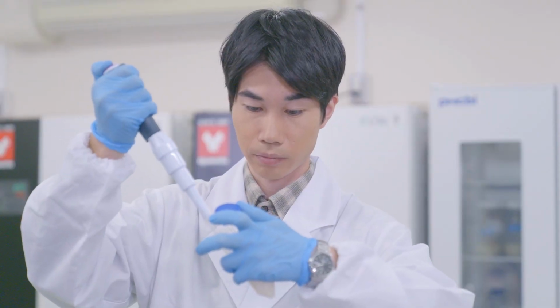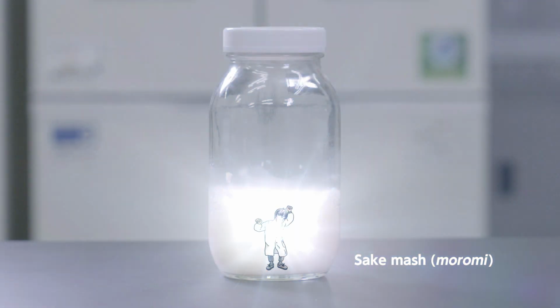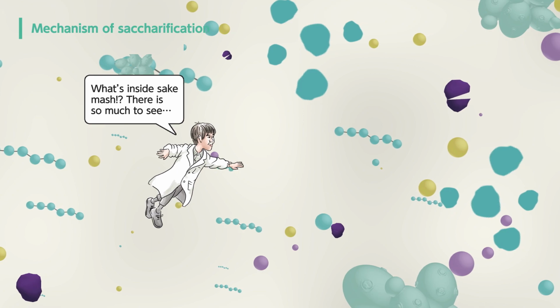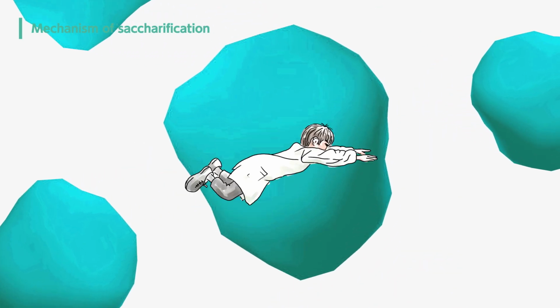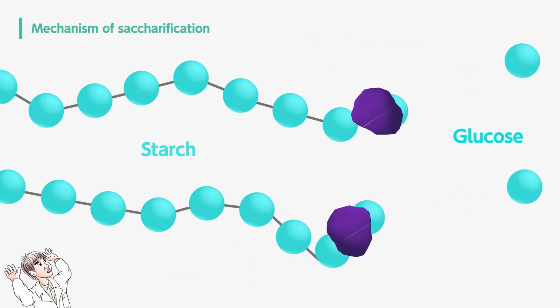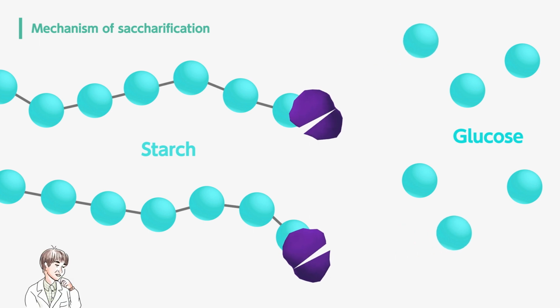What is happening inside the sake mash? Let's begin our tour of the microworld, the beginning of a journey into the secret of sake brewing. The first thing we find in the sake mash is rice starch. Rice starch is a polymeric carbohydrate consisting of glucose units joined by glycoside linkage. Inside the sake mash, the starch is hydrolyzed to glucose with the help of the saccharifying enzyme amylase produced by koji mold. This process is called saccharification.